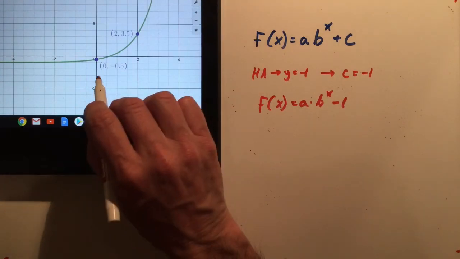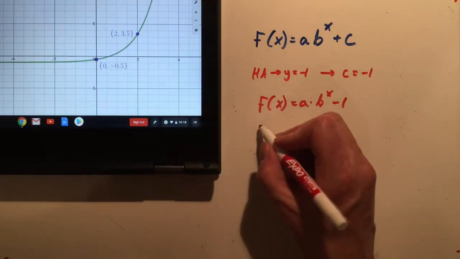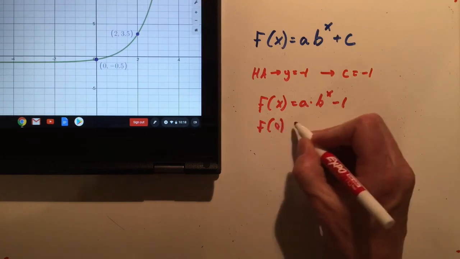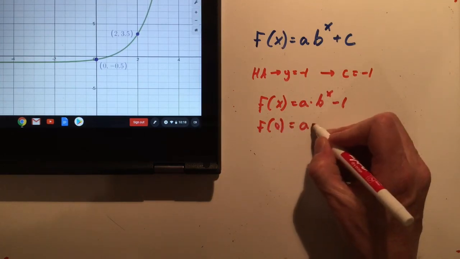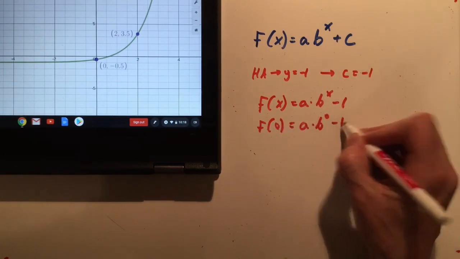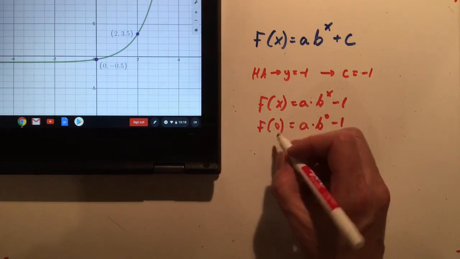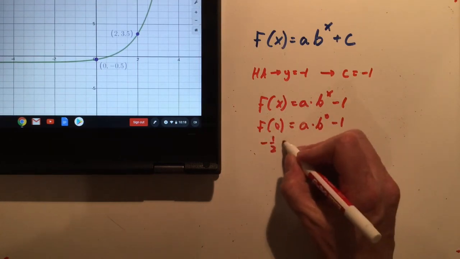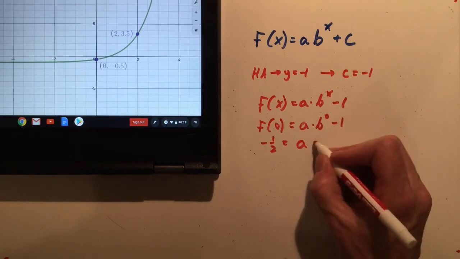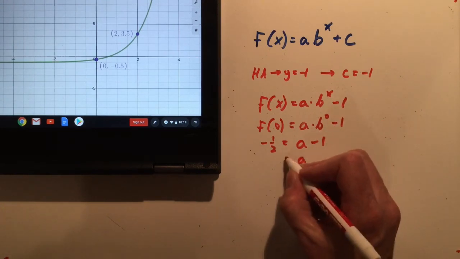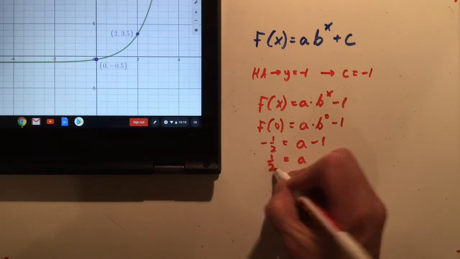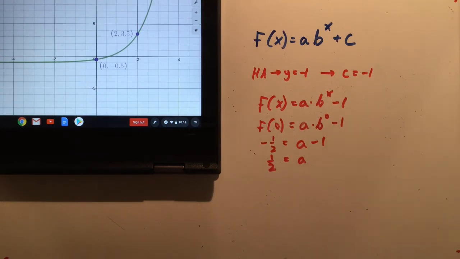The y-intercept is 0, -1/2, so I'm going to put f of 0 in here, and that's going to give me a times b to the 0 minus 1, and f of 0 we said is -1/2, equal a, b to the 0 is 1 minus 1, adding 1 to both sides, we get a is equal to 1/2.